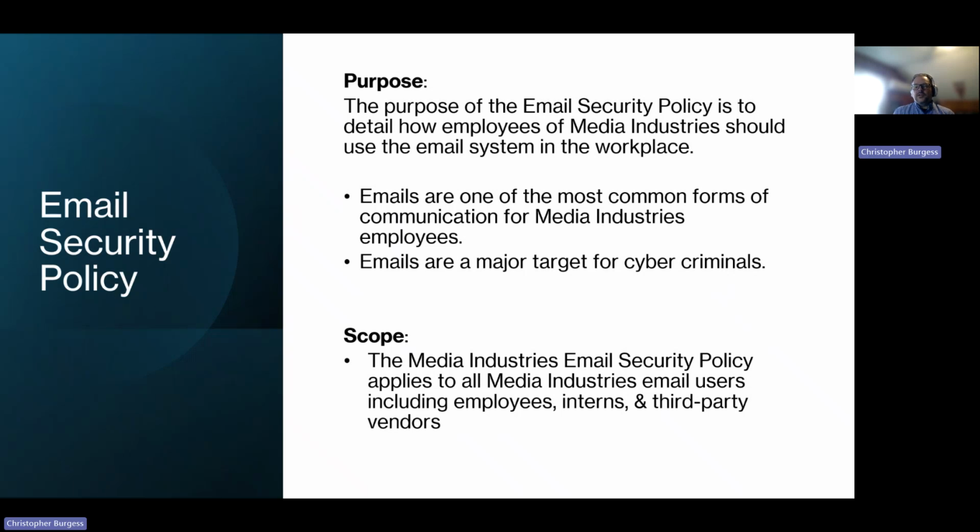The purpose of the Media Industries email security policy is to guide email users on what is expected of them when using our email system. Because spam emails and phishing attacks are common tools used by cybercriminals, the policy has been created to detail the do's and don'ts when it comes to emails. Another key detail is that this policy applies to all Media Industries employees, interns, and third party vendors.